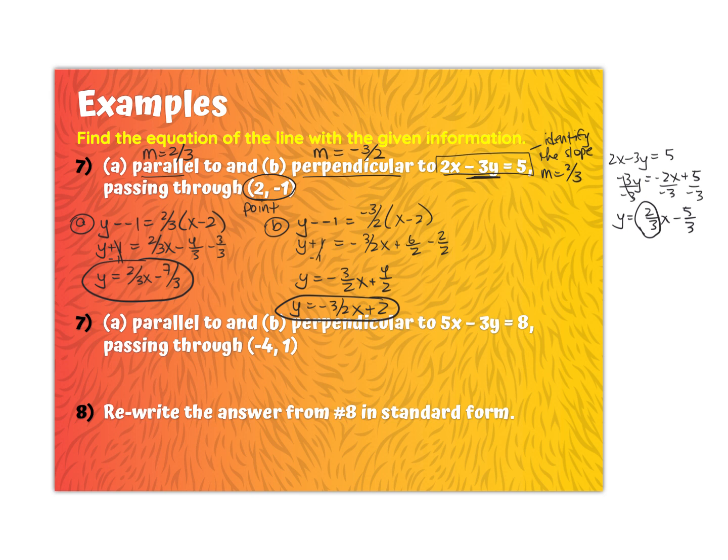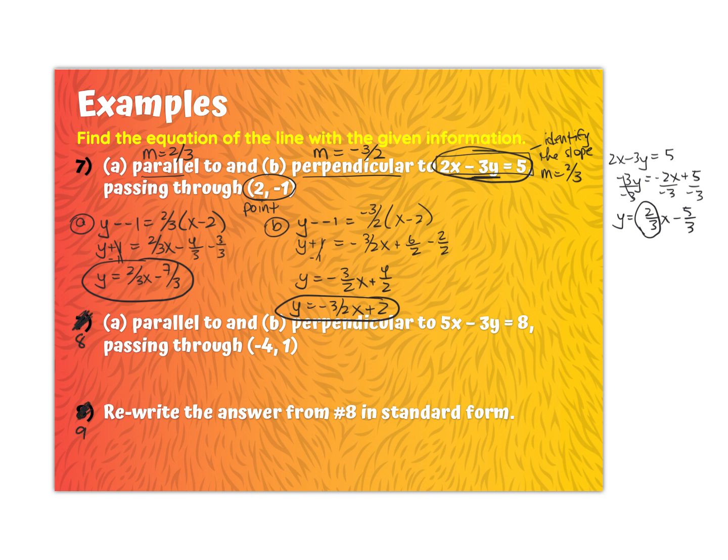So again, the whole purpose of giving you this equation is just so you can identify the slope of that line and then either use the same slope for parallel or the opposite reciprocal for perpendicular. So we go to numbers. This is not really number 7. This is 8. And I guess this is 9.